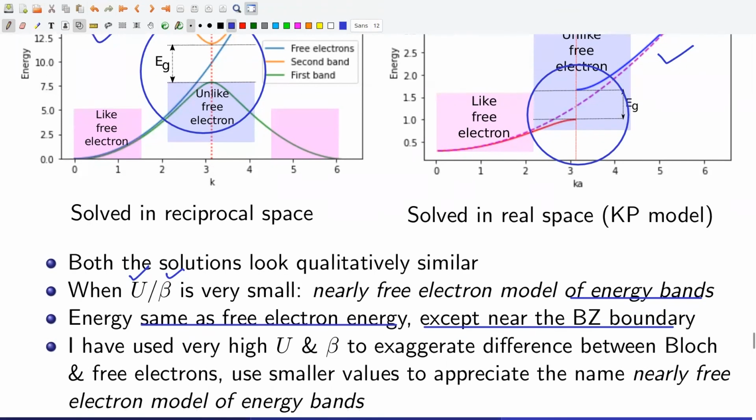Note that I have used very high U and beta to exaggerate the difference between Bloch and free electrons. You are advised to use smaller values to appreciate the name nearly free electron model of energy bands.